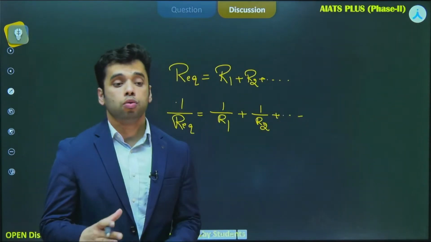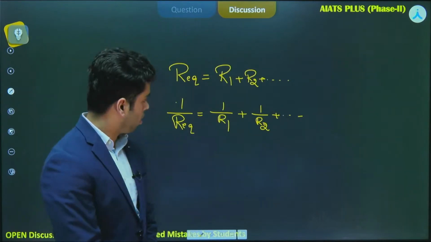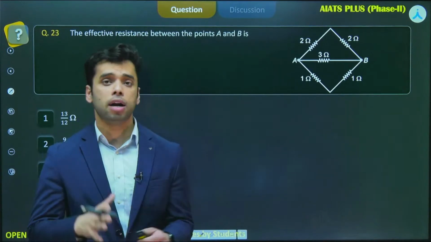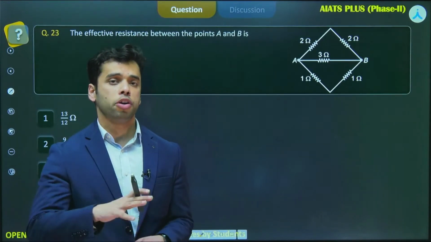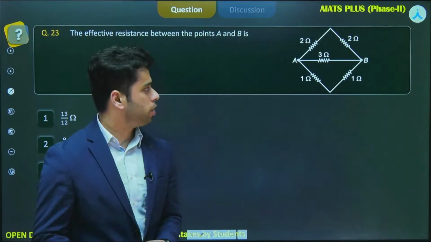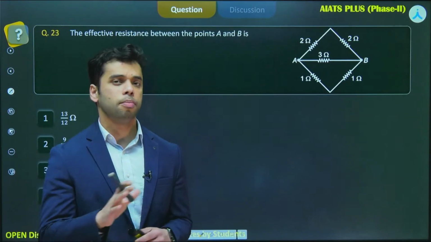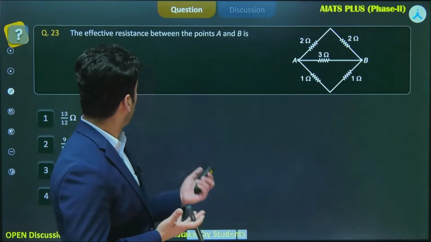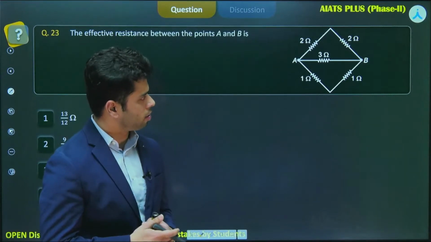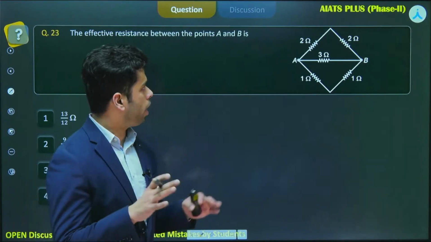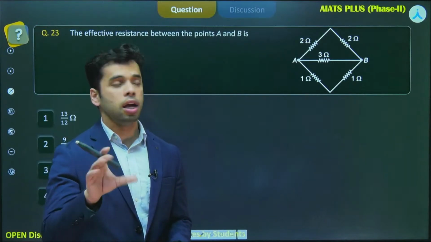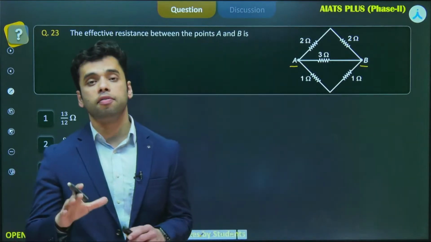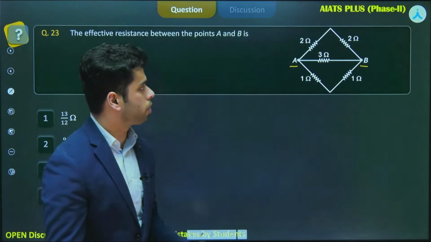And what other concepts are involved for the series and parallel combination? You should be thorough with the concept that in the parallel combination, the potential difference is going to remain the same, while for the series combination, the current is going to remain the same. These are the basic concepts that you need to keep in mind while dealing with the problems of finding the effective resistance. Now, let's head back to the problem. So we need to find the effective resistance between the point A, there is your point A and this is your point B, and the point B.